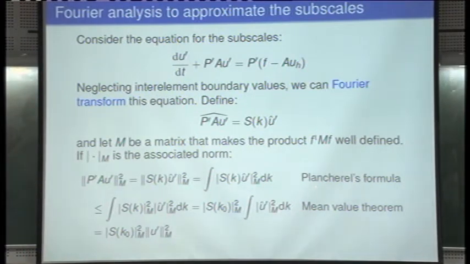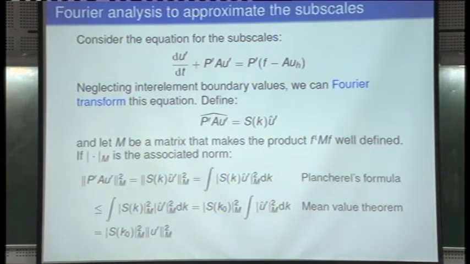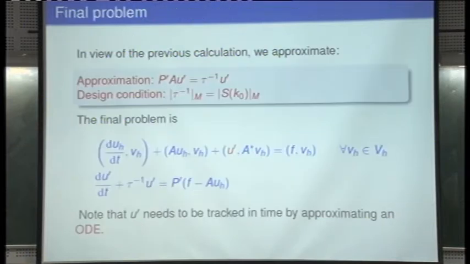And now I go back and I use Plancherel's formula again, and I know that the L2 norm of the Fourier transform of U is equal to the L2 norm of U without the Fourier transform. Okay? So what is the approximation that we use? We approximate that differential operator, project it if you want, by a matrix tau minus one, with the design condition that the norm of that operator is equal to the norm of the Fourier transform at a certain wave number, which we don't know. That's why we have algorithmic constants. The constants we don't know. Why? Because in fact, we don't know for which wave number the mean value theorem holds. Okay, you can identify the algorithmic constants with the mean wave number for which the mean value theorem holds. Okay, that's what we do.